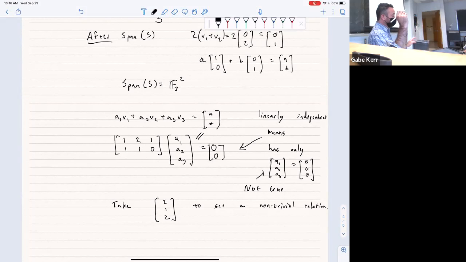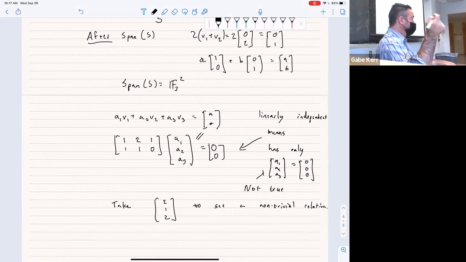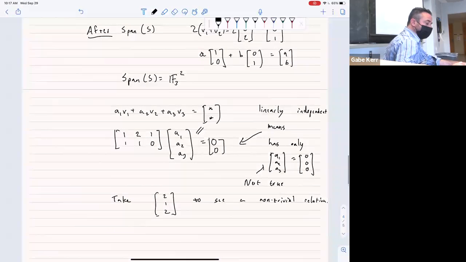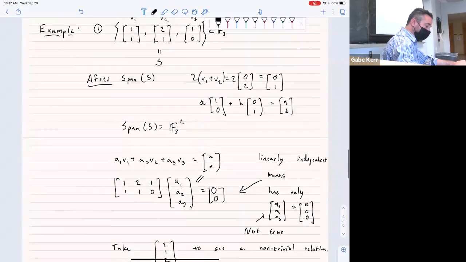However, if I take any two of these three vectors, any two, I will get linearly independent sets. So there are subsets of these guys that are bases. Now, to your point, that's example 1.